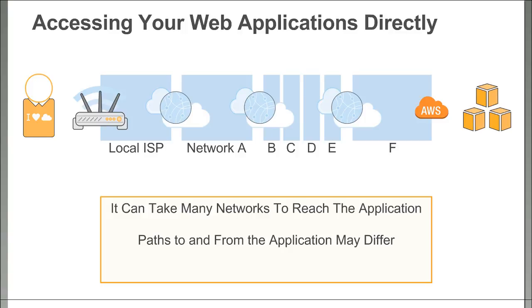The paths to and from the application actually may differ. So the request that comes into the application and the response back from the application may traverse different paths through the various networks and finally back to the end user. And that may change on a per request basis.